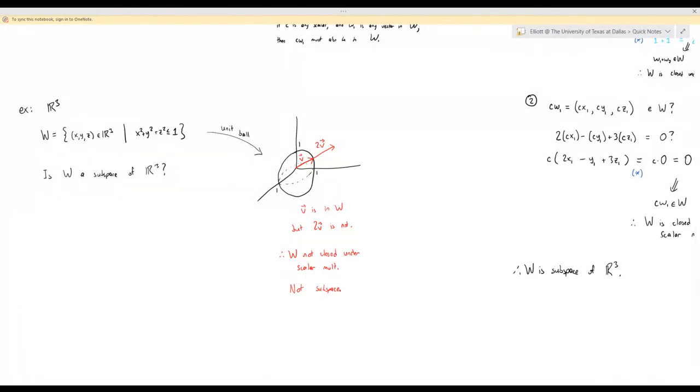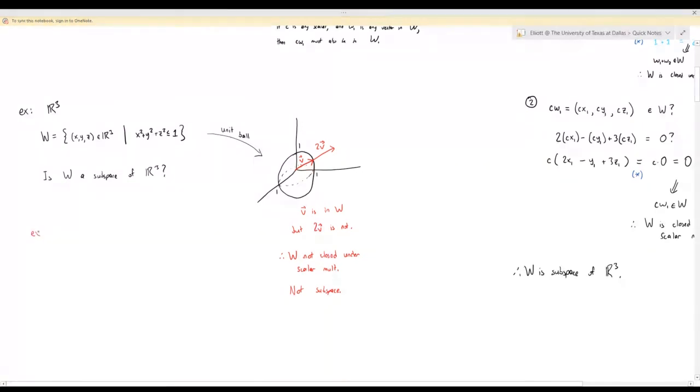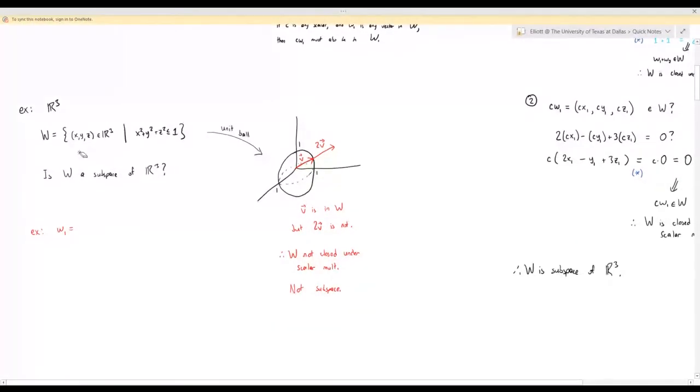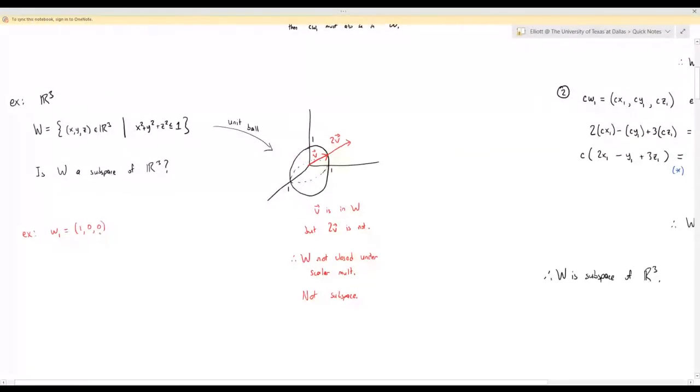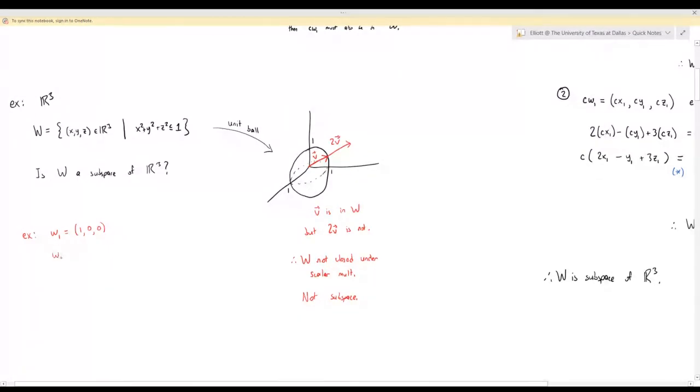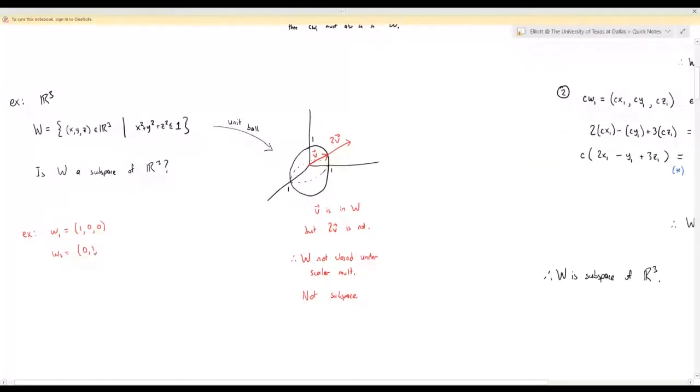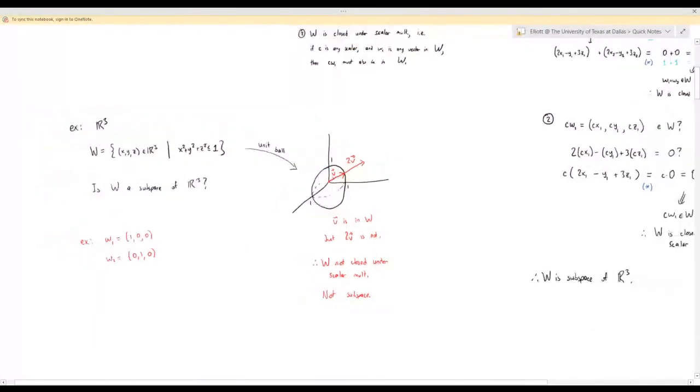So aside from doing a visual example, like how I did here, if you're going to show that something is not a subspace, you can also use specific numbers to give a counterexample. Just to illustrate how that would work, here I would take 2 vectors that are in W. So they have to be vectors in the unit ball. Let's just pick some obvious ones like 1, 0, 0. That's definitely in the unit ball. W2, let's take it to be maybe 0, 1, 0. So again, definitely in the unit ball.